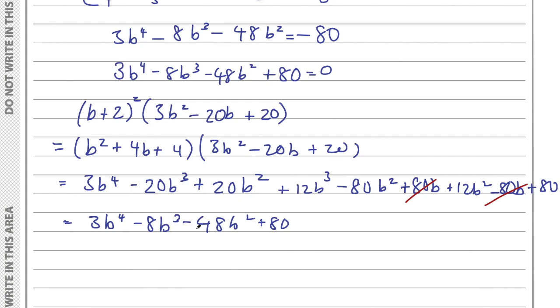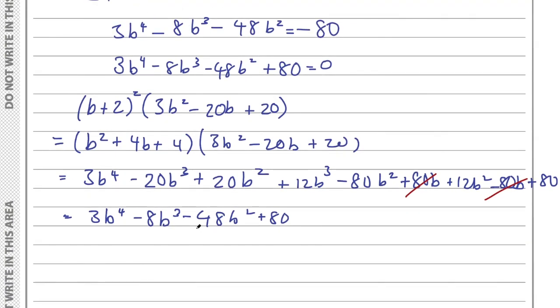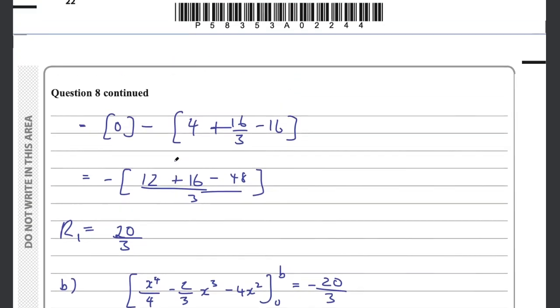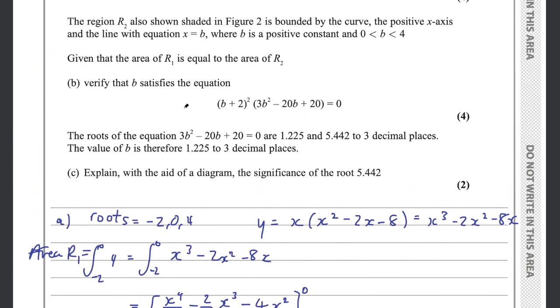Okay, so we can say then that this would factorize. If we go down here, then this would factorize to (b + 2)² multiplied by (3b² − 20b + 20) equal to 0. Okay, so that would be how I'm approaching part B.